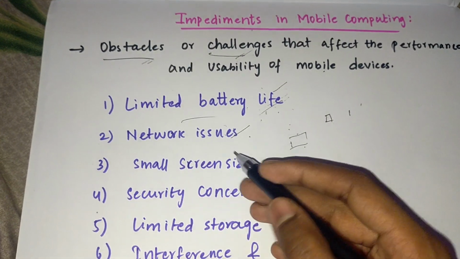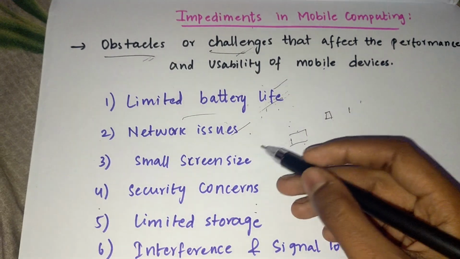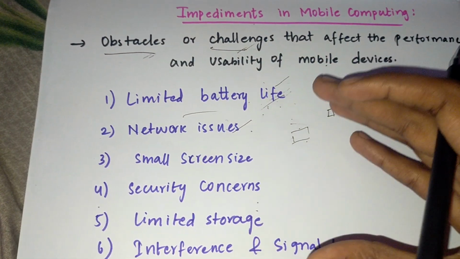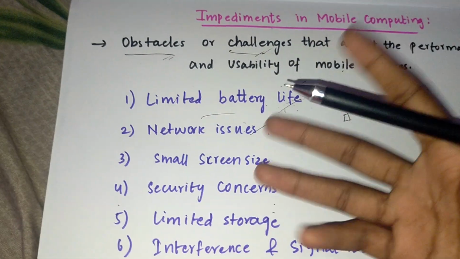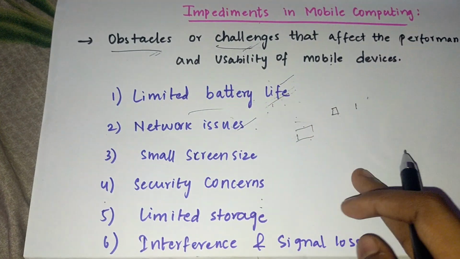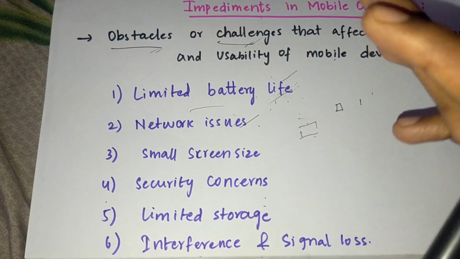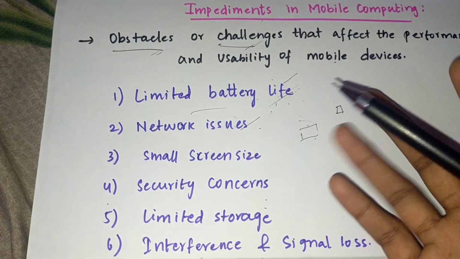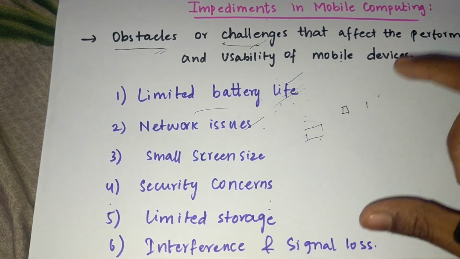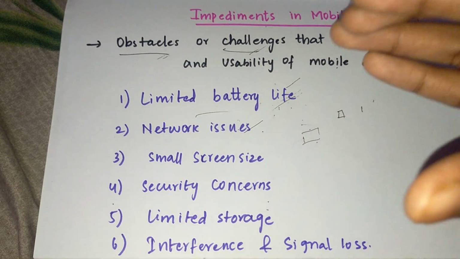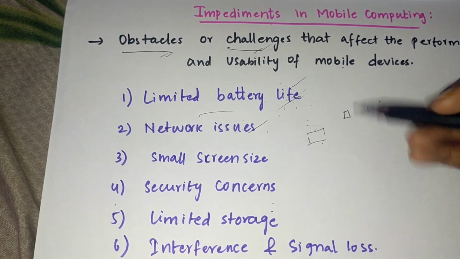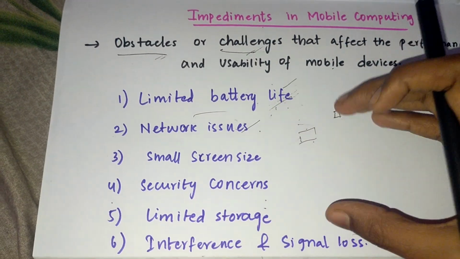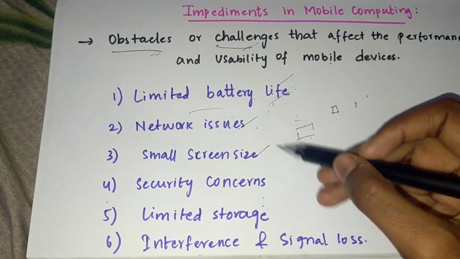Next one is small screen size. What happens in this? There is limited screen real estate for displaying the information. So usually you see these Oppo phones, right? Almost all the phones have the same screen size, right? So what is the solution to this? They design responsive interfaces and prioritize essential information. They make sure that the essential information and the interfaces are designed in such a way that they come in that screen size. That is nothing but the small screen size.